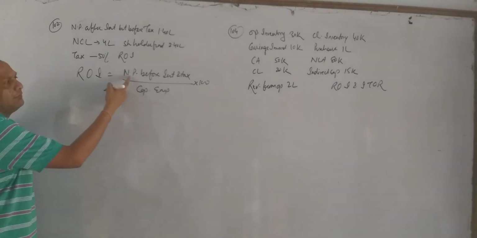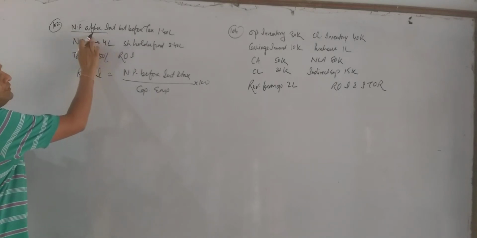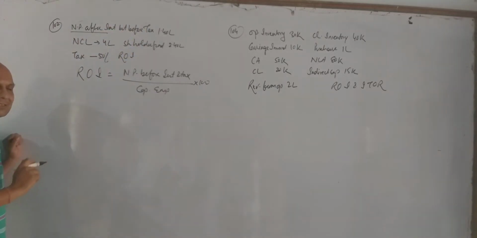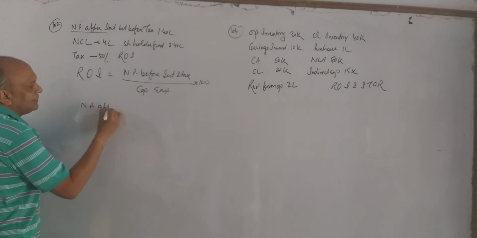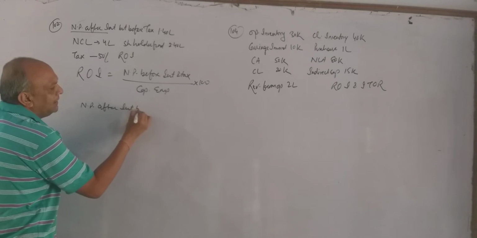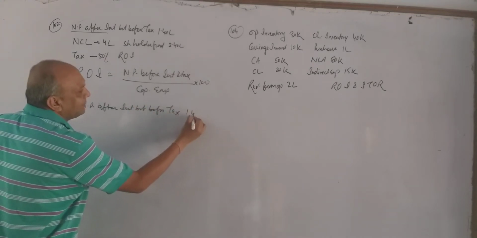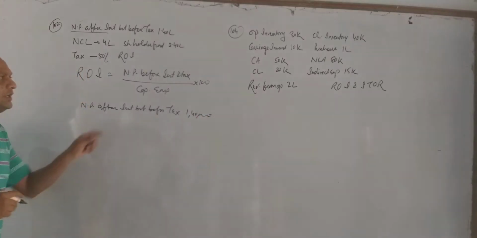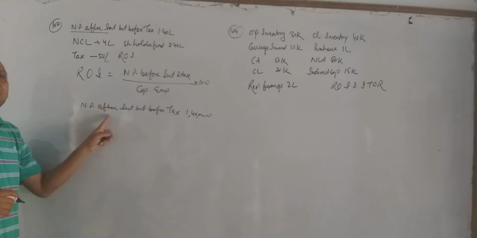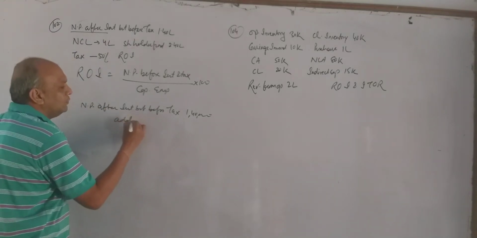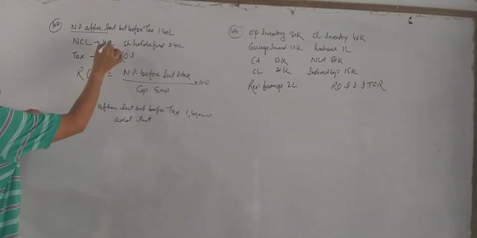Here we need net profit before interest and tax, and in the sum it is given net profit after interest but before tax. It is rupees 1,40,000. We need it before interest and tax. So it is before tax, but it is after interest. What we have to do? We have to add interest. And here interest is on NCL.